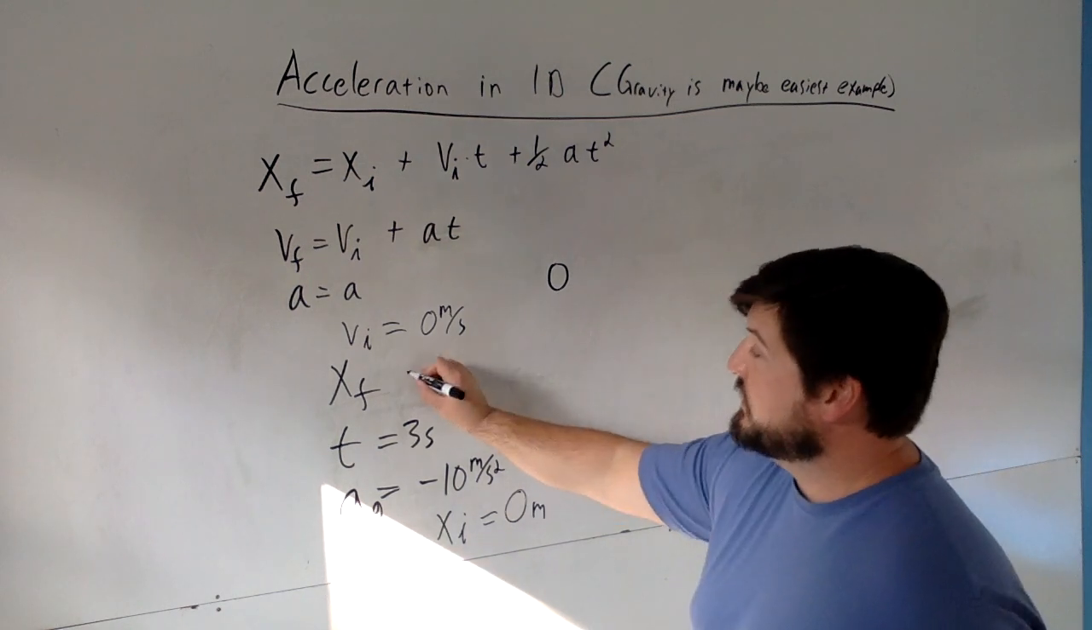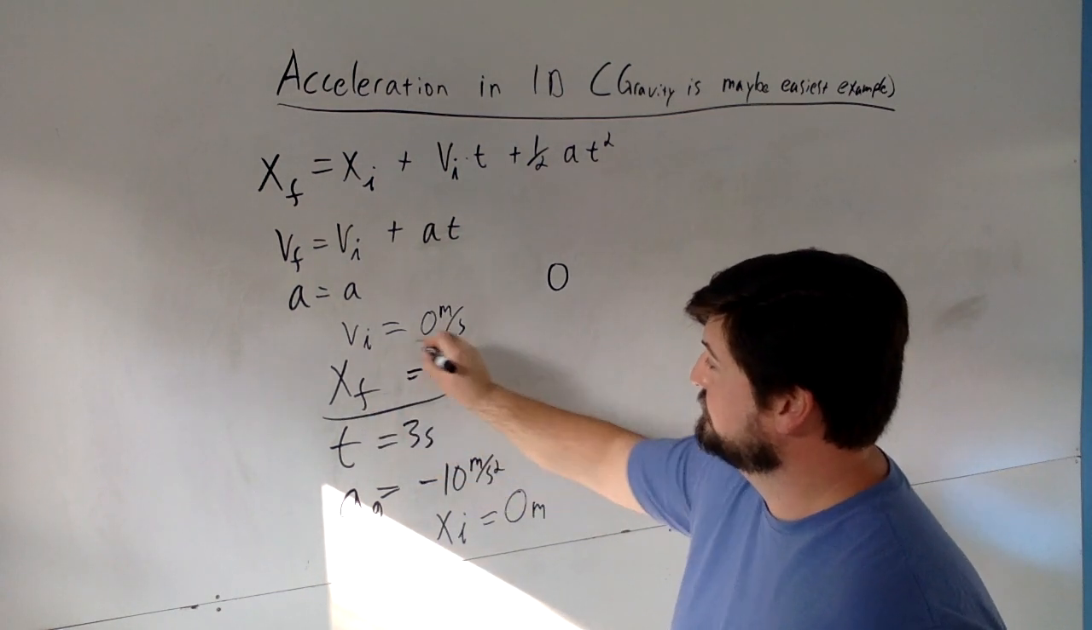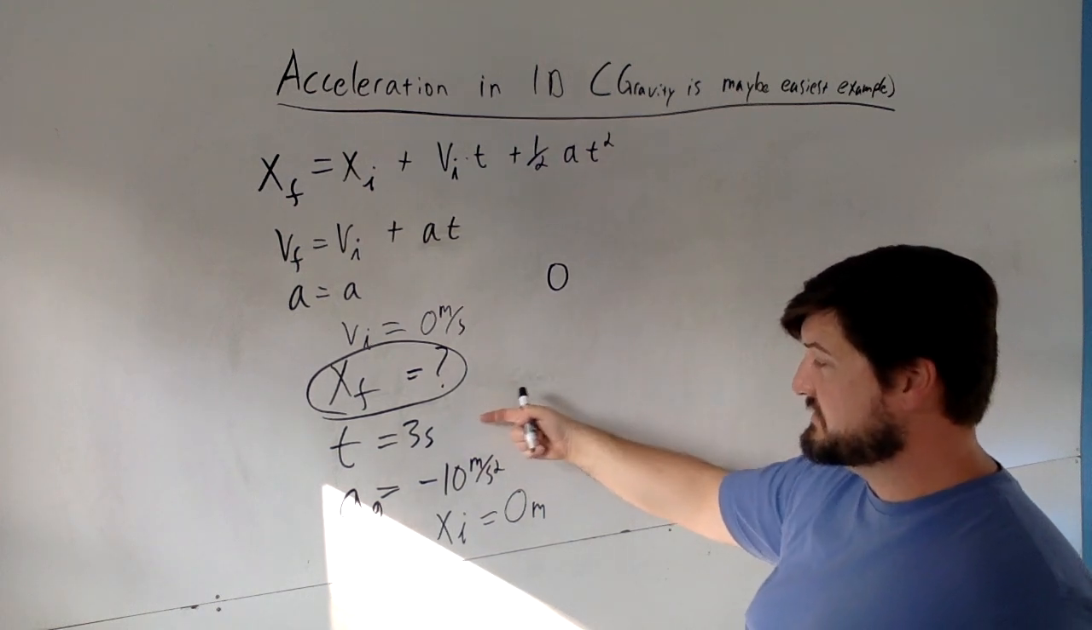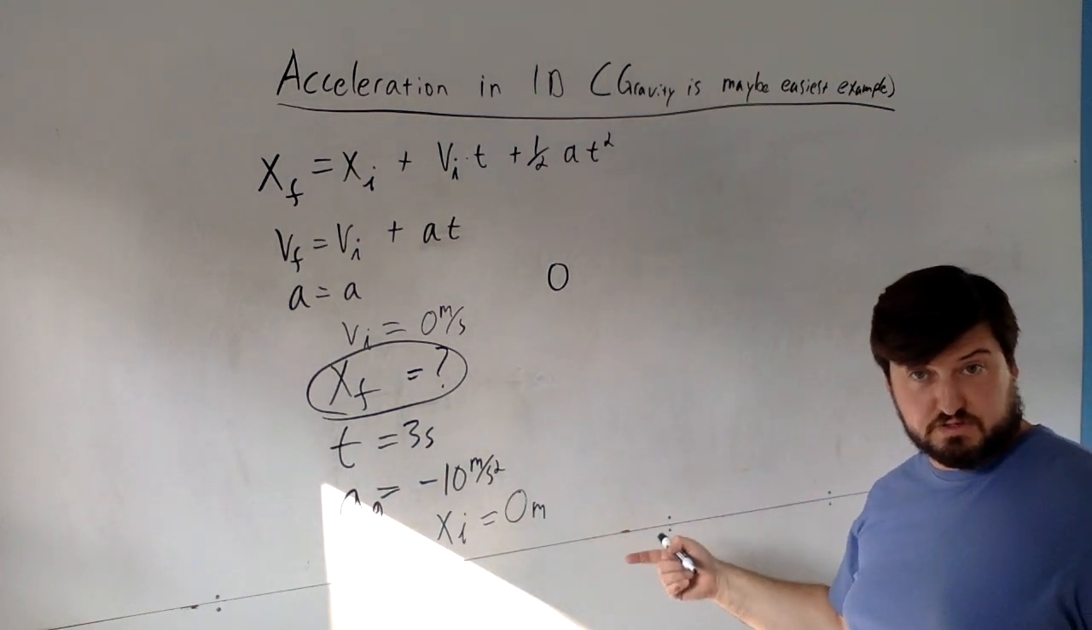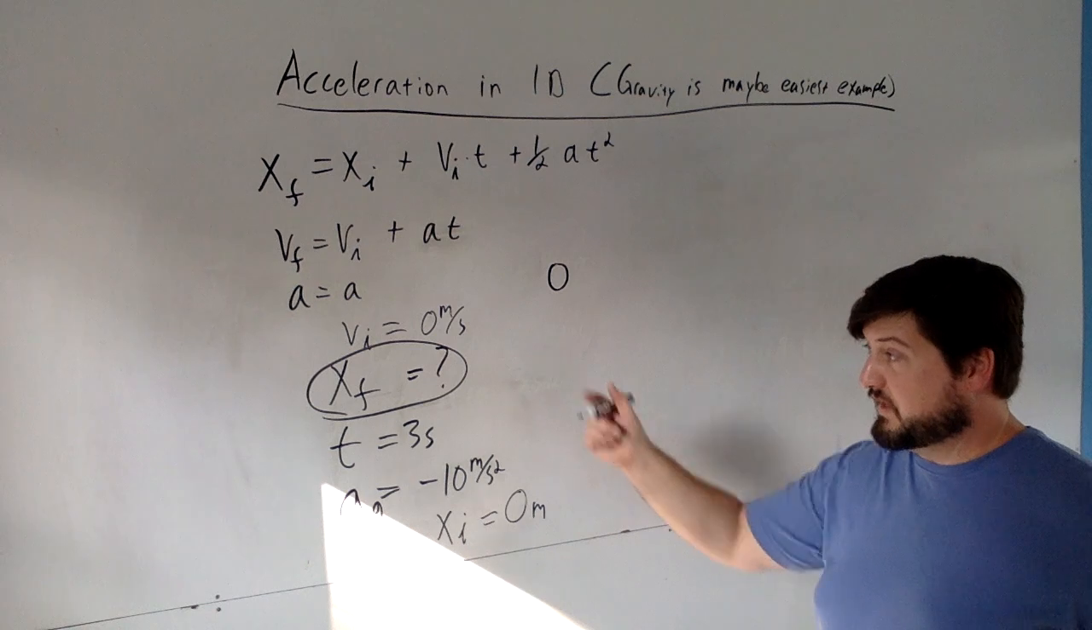So, we want to know this guy. We've got initial velocity, we've got time, we've got acceleration, we've got initial position. What formula are we going to use to find final position?